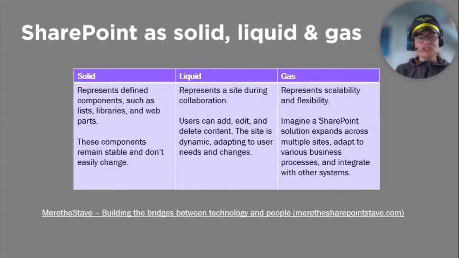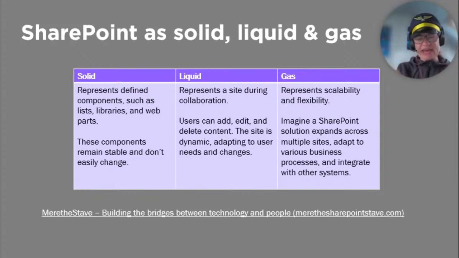So another one that was introduced to me by my MVP buddy, Moretta SharePoint Stava, and she explains SharePoint to me as solid, liquid, and gas. So solid represents defined components such as lists, libraries, and web parts. They remain stable and don't easily change. And then we've got liquid, which represents a site during collaboration, so users can add, edit, and delete content. The site is dynamic, adapting to user needs and changes. And then you've got gas representing scalability and flexibility. So imagine a SharePoint solution expands across multiple sites, adapts to various business processes, and integrates with other systems.